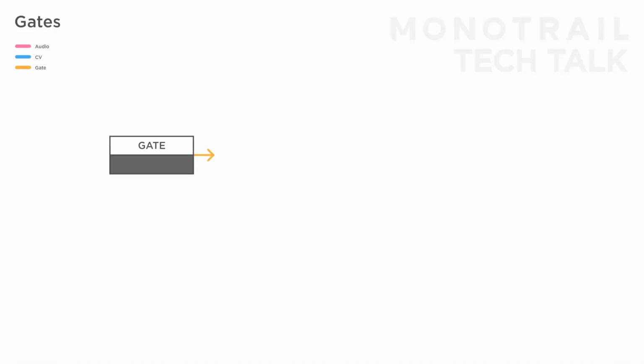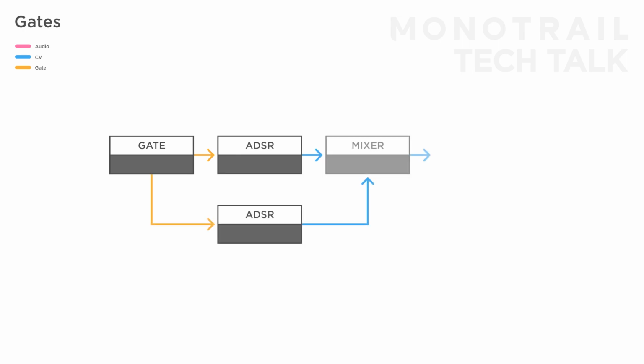Gates can be used for longer effects. Send a gate to an ADSR or even two ADSRs mixed back together if you like more creative shapes, and send that to a parameter in a synth voice like a filter or wave folder to change the character of a sound for a sustained period.